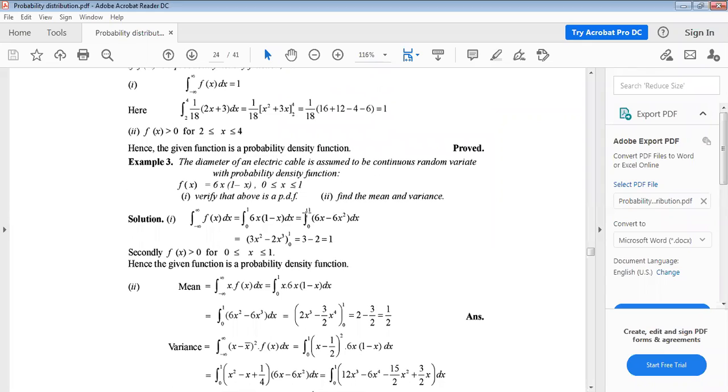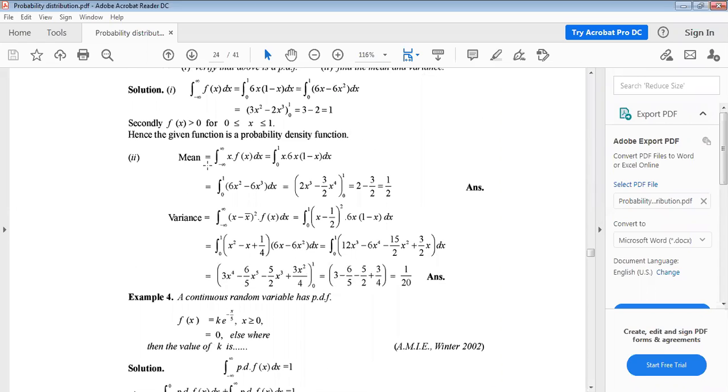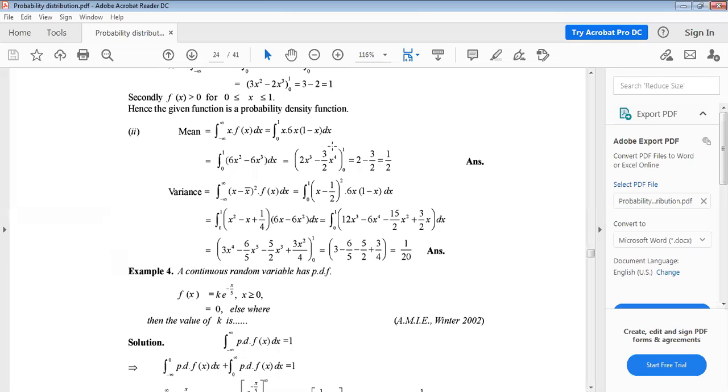Number 2, find the mean and variance. We must know the formula for the mean of a continuous probability density function: mean equals the integral from minus infinity to plus infinity of x into f of x. Just putting the values of f of x, we get this. This is the definite integral.